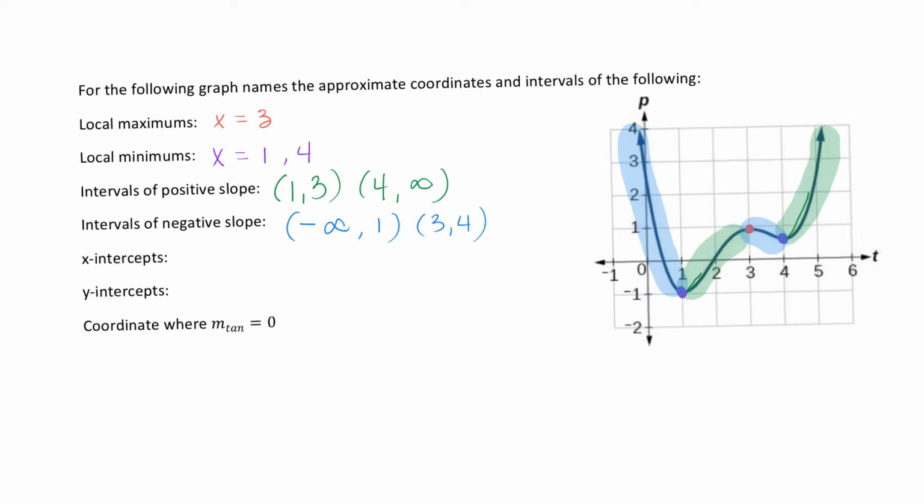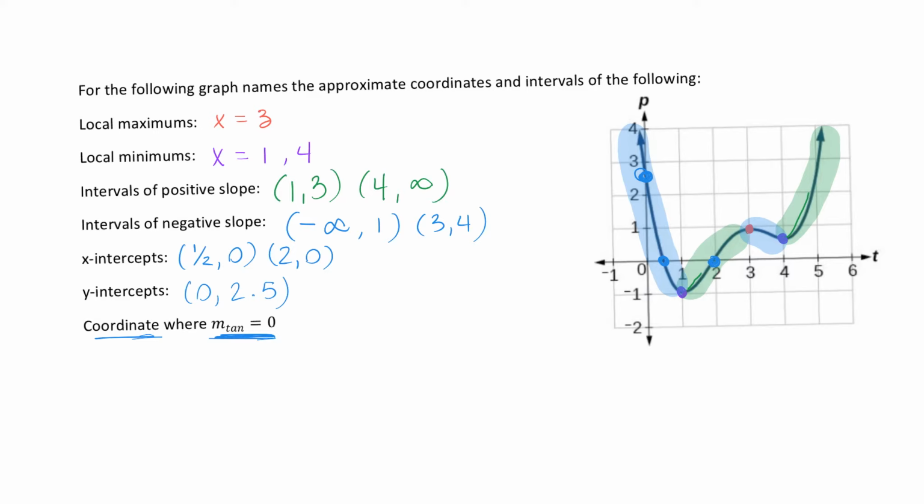All right, our x-intercepts are obviously where it crosses. We know that from like grade 9. So we've got x-intercepts at a half and another x-intercept at 2. Our y-intercept, of course, is right there. We'll call that 2.5. So (0, 2.5).